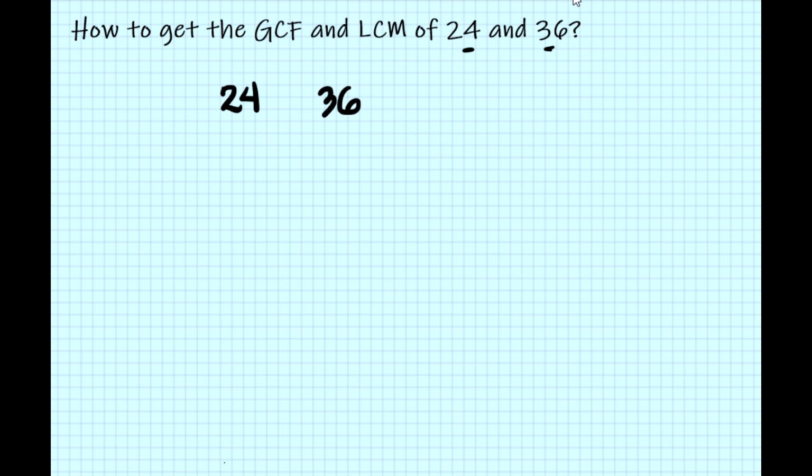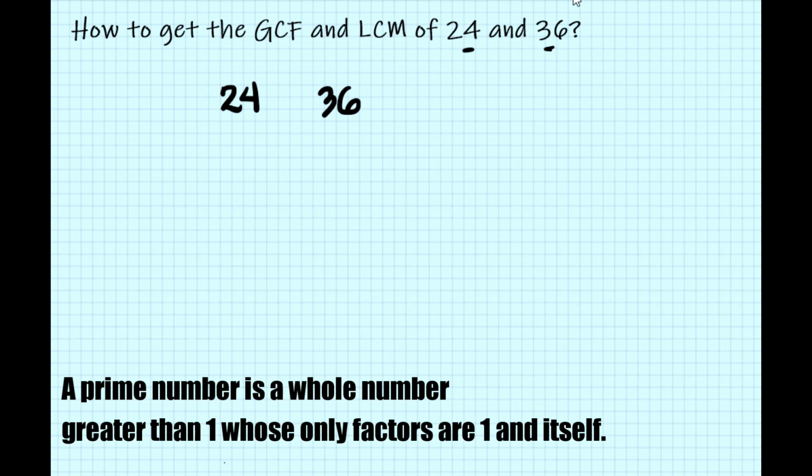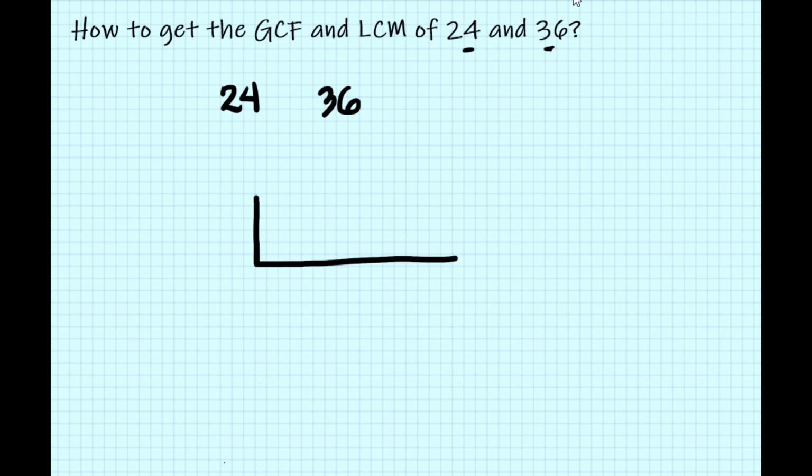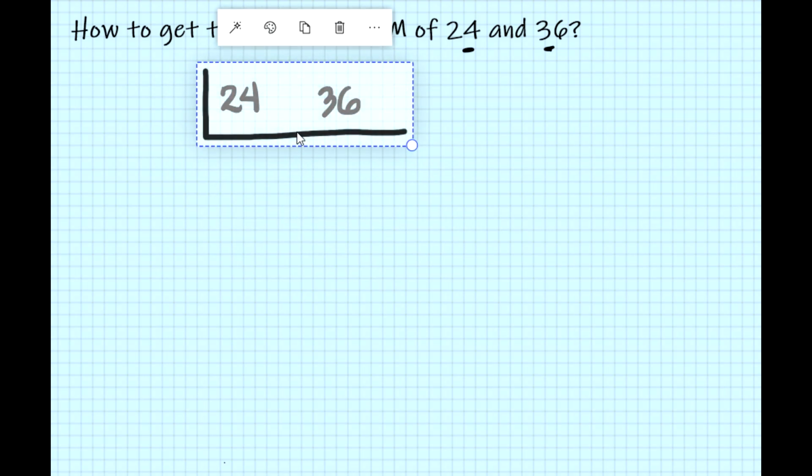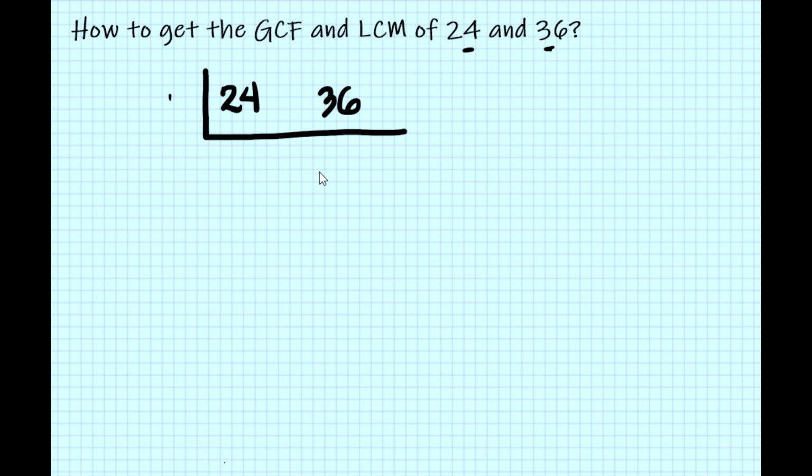So, come to think of the number na smallest prime number na pwede natin silang divide or factor nilang dalawa. So, since 24 and 36 ay parehas even number, we can easily say na pwede natin silang i-divide sa 2. So, lagyan natin dito yung 2 sa labas. So, 24 divided by 2, we have 12. And 36 divided by 2, we have 18.